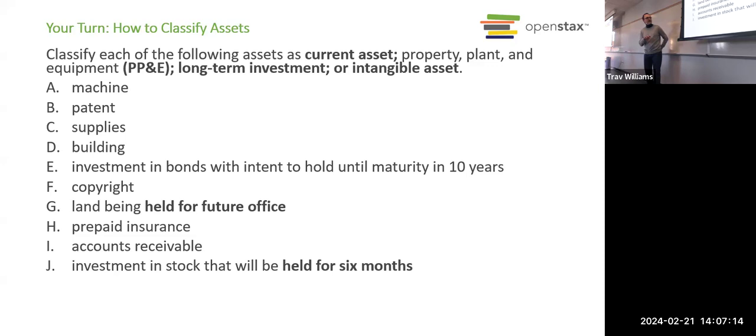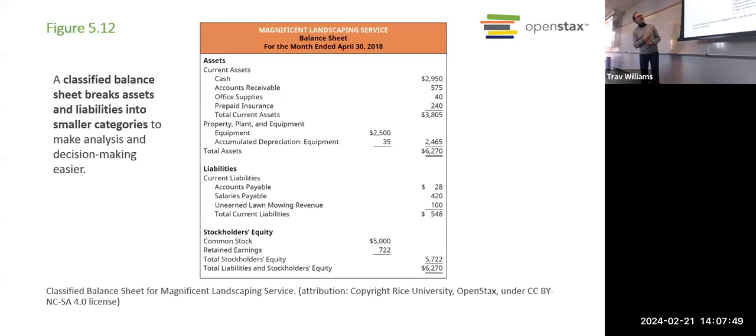Prepaid insurance. Current asset, that is right. Accounts receivable. Also a current asset. And then an investment in a stock that will be held for 6 months. Well, it would be a current asset. It is a short-term investment, but the category we would put it in would be current assets. So anything under a year just falls into current assets. Okay, so it's not that hard, right? A new concept, but hopefully it kind of makes sense.